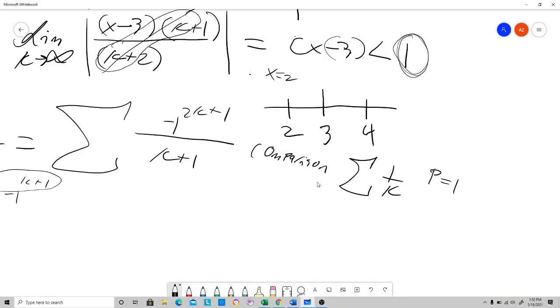Okay, so yeah, it's going to diverge. Because we compare it to that, I think the best thing to do is a limit comparison test. So we take the limit of, I always like to put the sum that I know converges or diverges first, in the numerator.